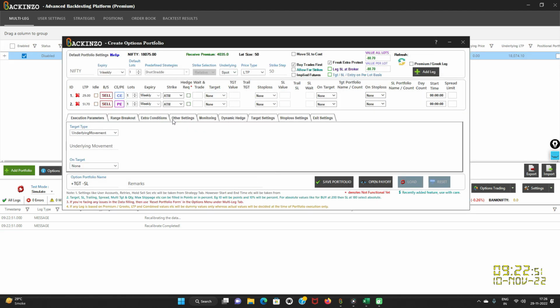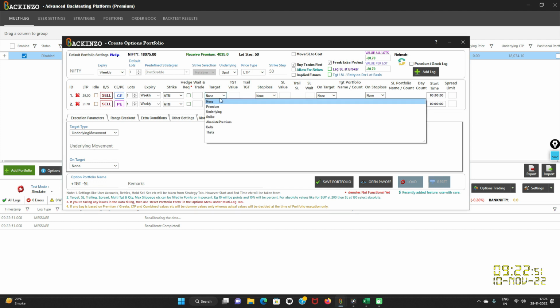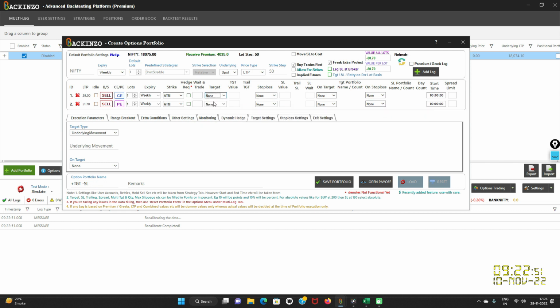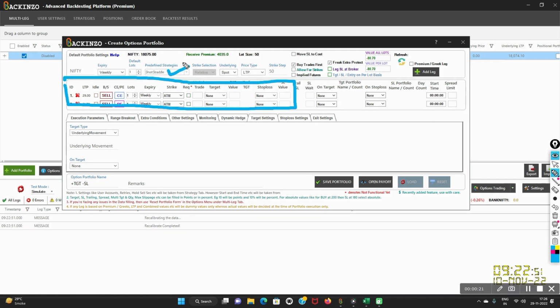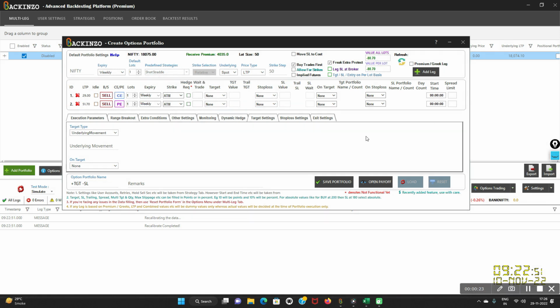So this is case 2, wherein the scenario will change because we are working with the combined leg movement on the basis of an underlying movement, right? So instead of setting target and stop loss based on an underlying leg wise, I'll mark it as none, because this time I want to set target and the stop loss onto my whole portfolio, that is short straddle portfolio, right? So for that, just click on the target setting and the stop loss setting.